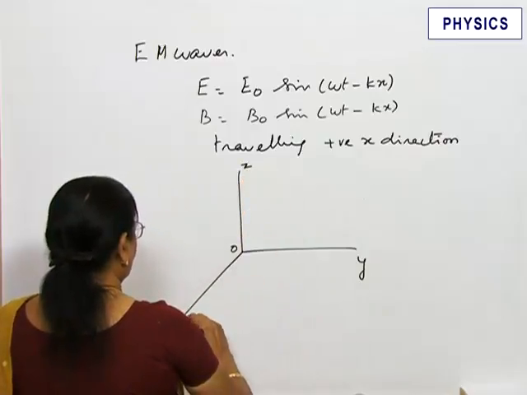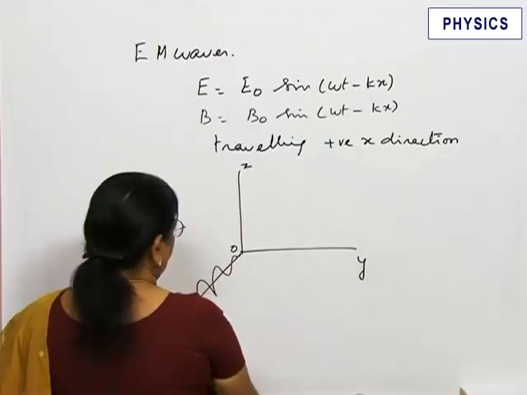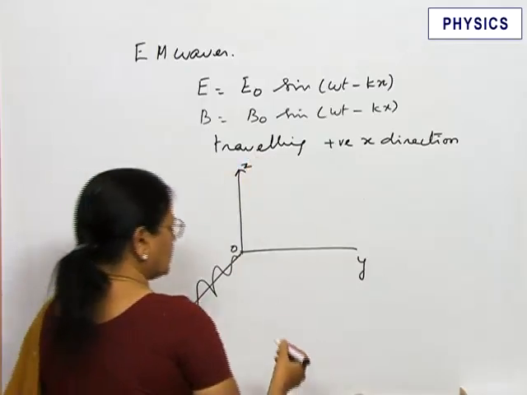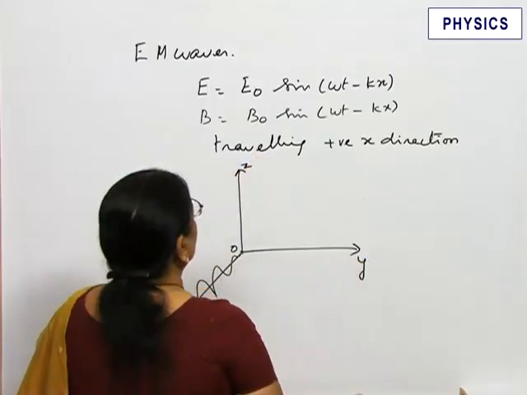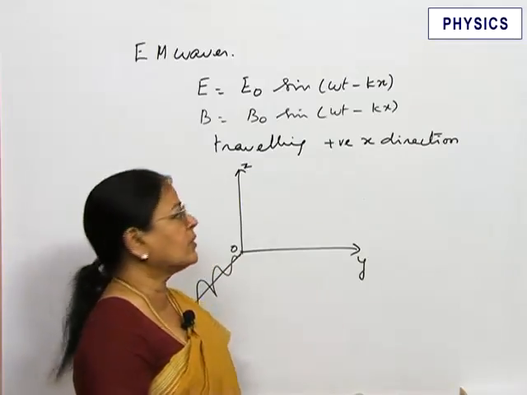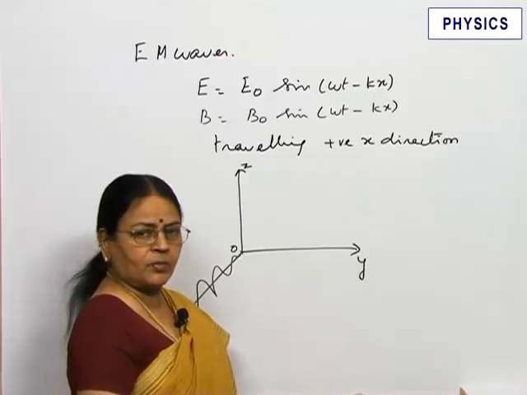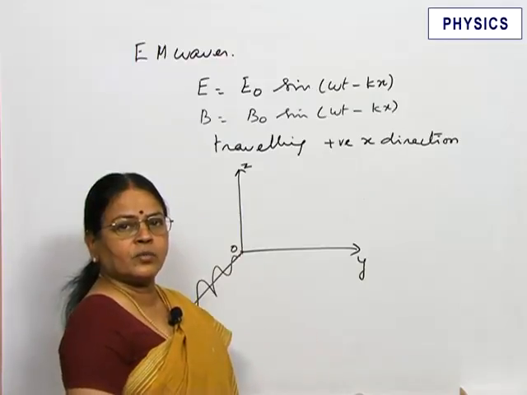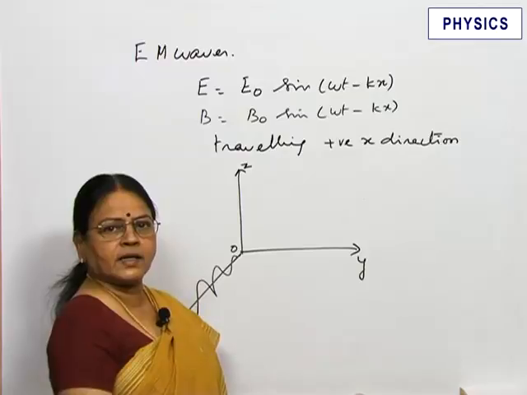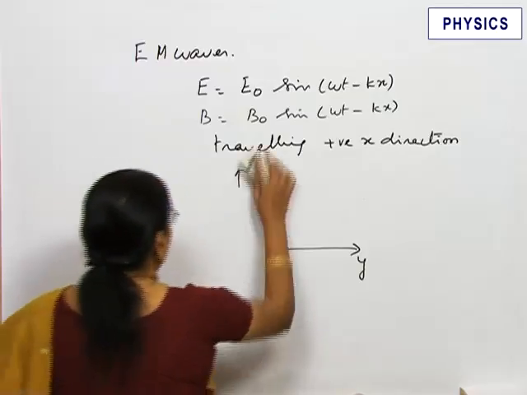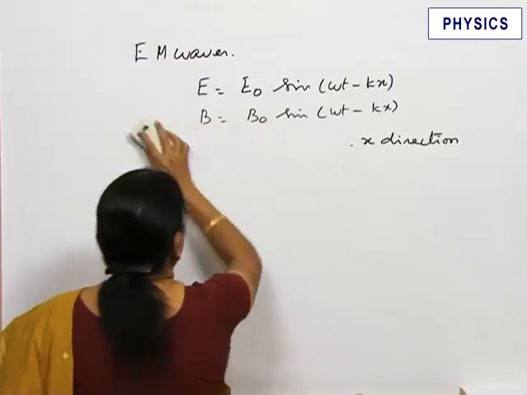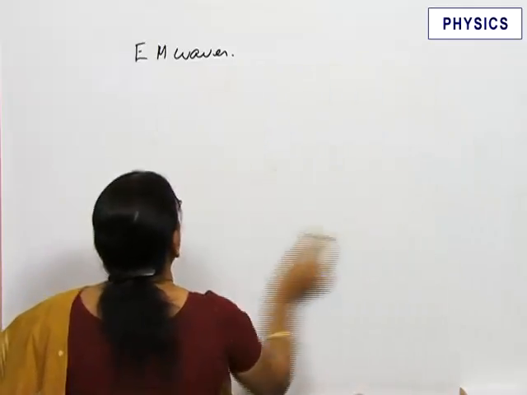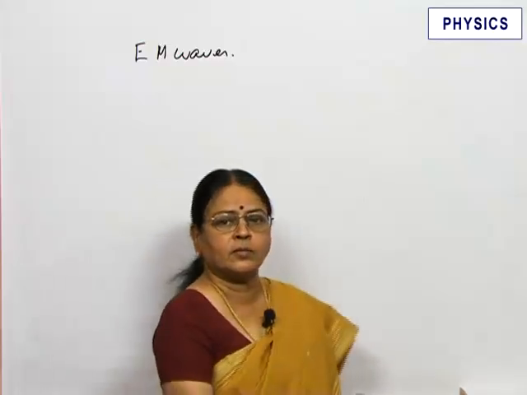In general, if the electric vibration is along the x-axis and the magnetic vibration along the y-axis, the propagation of the wave will be along the z-axis. So in an electromagnetic wave, the electric field and the magnetic field vibrate perpendicular to each other, and the direction of propagation is perpendicular to the plane containing the electric and magnetic vectors. Electromagnetic waves carry energy, transferring it from the source to the receiver without the help of any intervening medium.